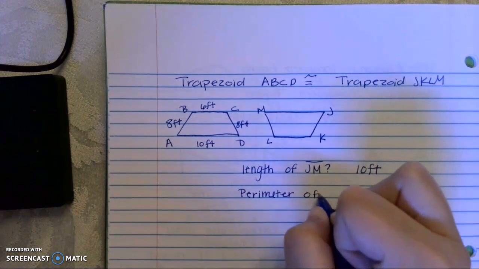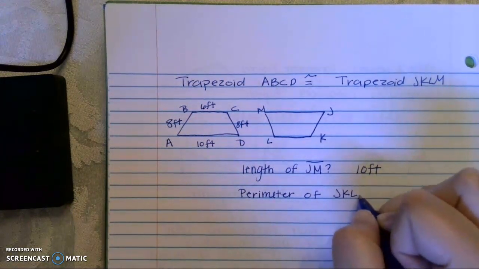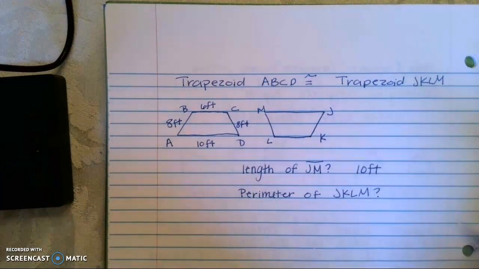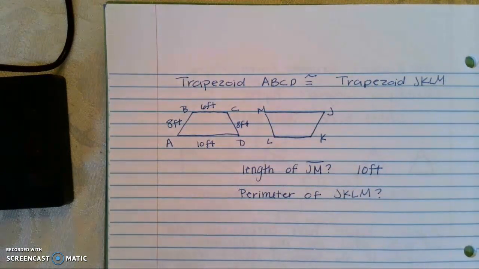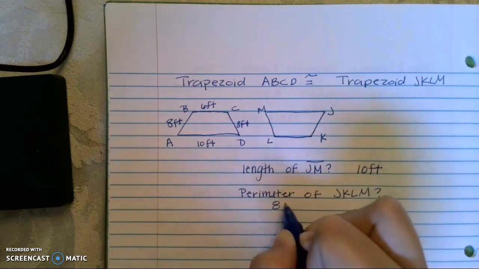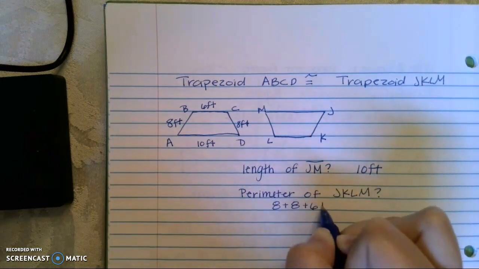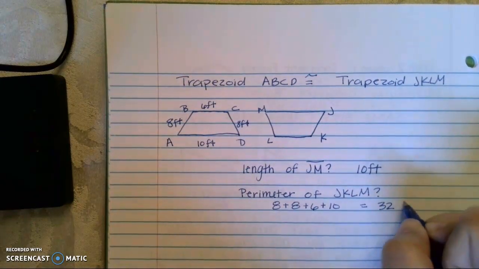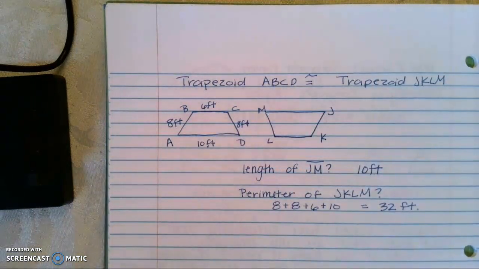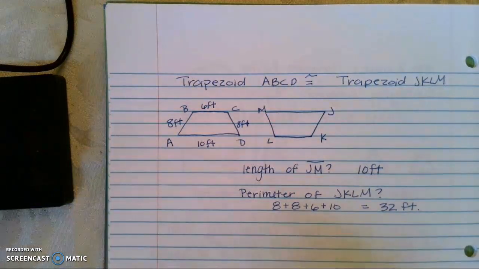And find the perimeter of JKLM, since we know all of the side lengths of ABCD. They have the same line segments, same length in JKLM, so we just need to add those together. 8 plus 8 plus 6 plus 10 gives me a perimeter of 32 feet. So I can solve that as well. There's many things that we could solve since we know that two figures are congruent. Congruency sort of just sets us up to be able to look at the two different figures.